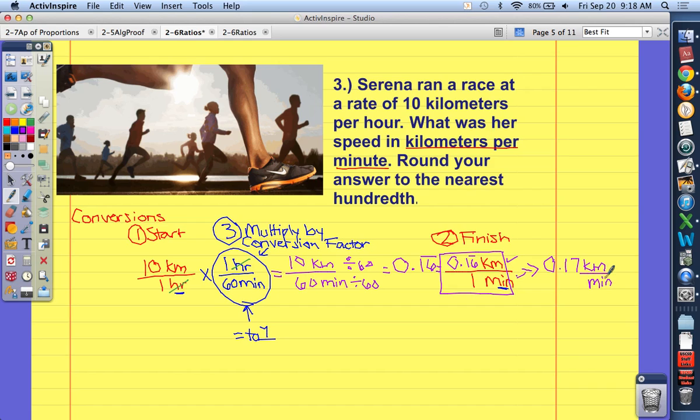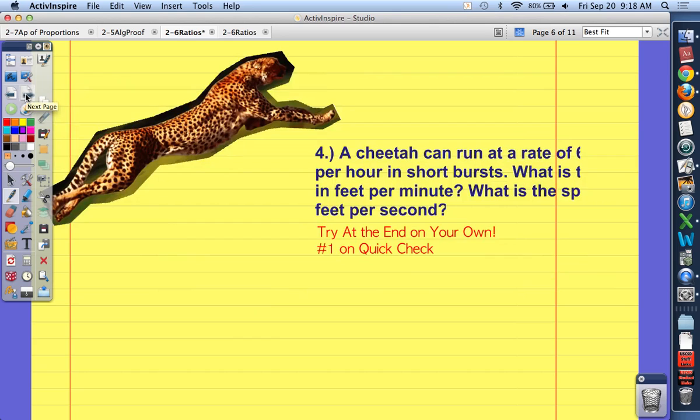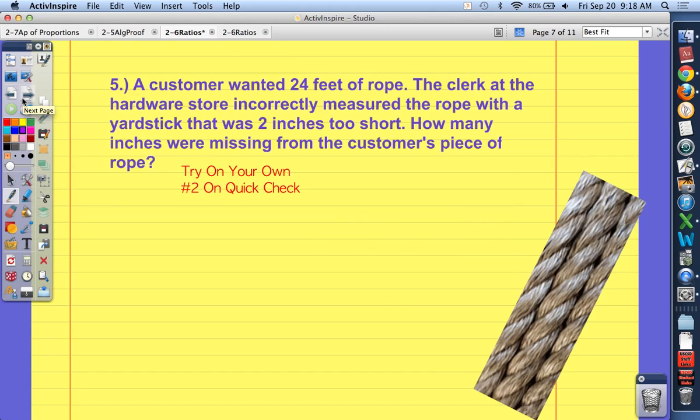We're going to skip the next one right now. You're going to do it in the quick check. So after this video, you're going to come back to number 4 about the cheetah, and you're going to do this. This is going to be the first question on your quick check. So do the work right there. Turn the page. We're actually going to skip the next one as well. This will be number 2 on your quick check. So I'll give you the questions again, but this is where you can show your work.